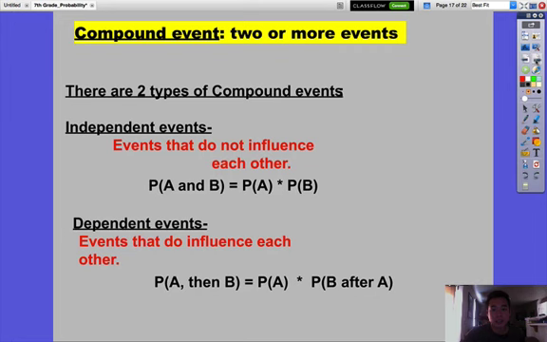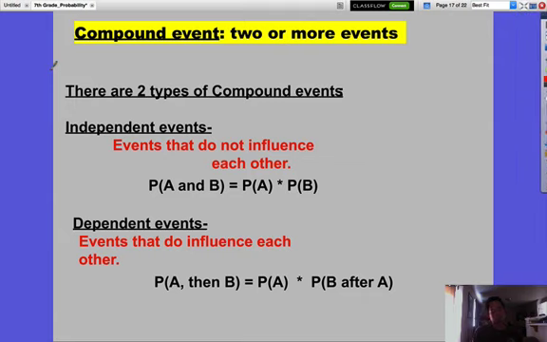So let's move on. Compound event. Now, I actually want you guys to write this down. Compound event is going to be 2 or more events. So someone please pause this video and have the students copy this down in their composition book. And then when they're ready, I'll move on. So compound event. It's basically 2 or more events. Compound meaning more than 1.